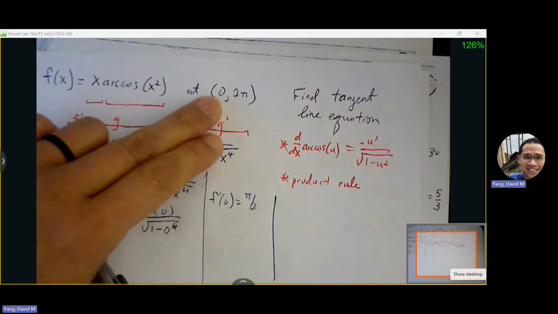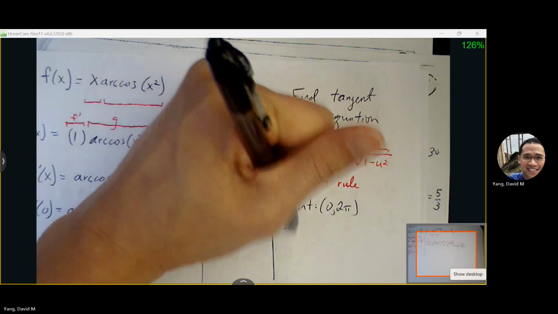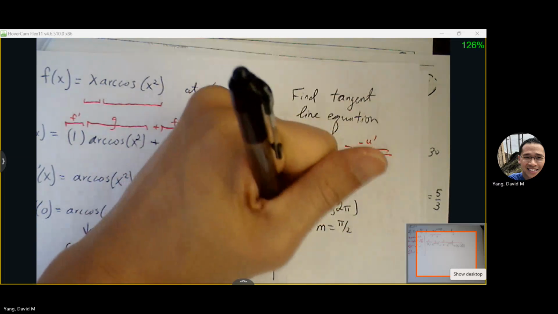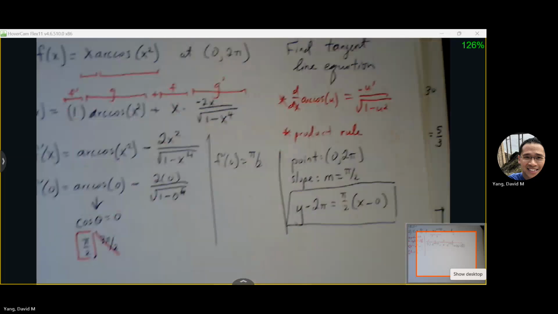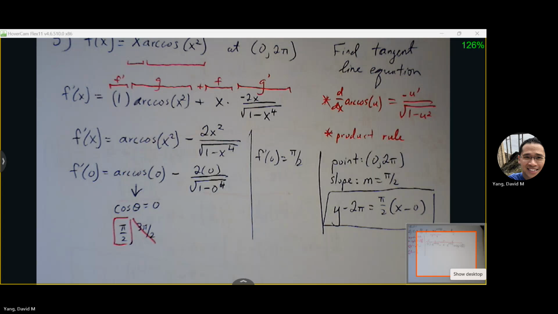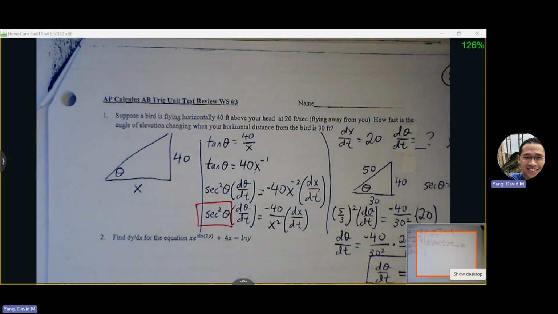Okay, we have everything that we need. We have our ordered pair, we have our slope. Okay, number 4, arc trig is involved, implicit is involved, and then we're going to have to, after we gather our dy dx, we'll plug in the ordered pair to get the slope, and then same thing, point slope form. Find number 4.